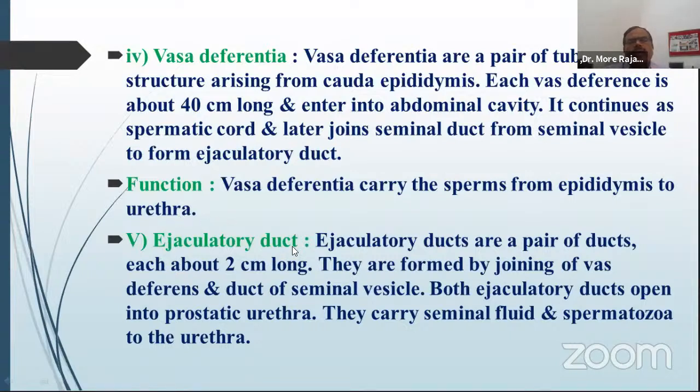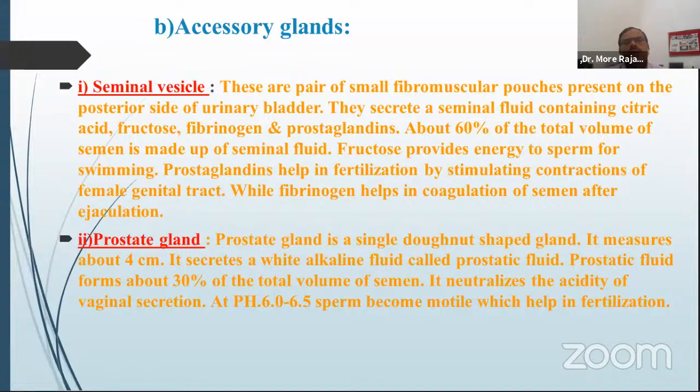The next structure is the ejaculatory duct. These ejaculatory ducts are a pair of ducts about 2 centimeters long. They are formed by the joining of the vas deferens and the duct of the seminal vesicle. Both ejaculatory ducts open into the prostatic urethra, that is the urethra which passes through the prostate gland, and they carry seminal fluid and spermatozoa to the urethra.